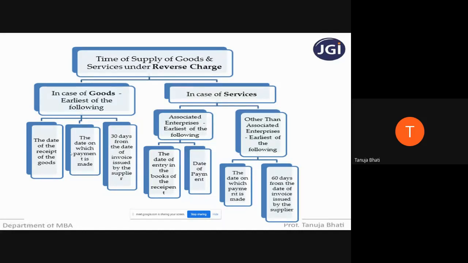So let us see the solution. First, let us see the problem. The first case is on July 1st. On July 1st, the goods are being received.